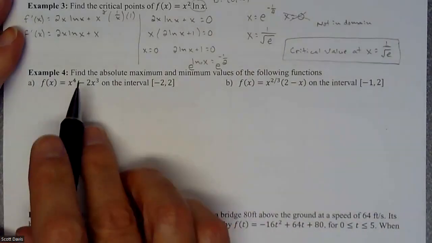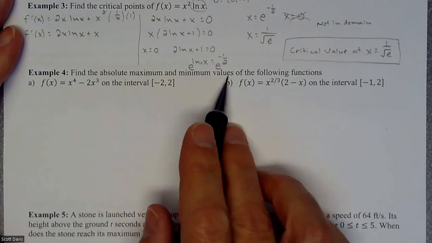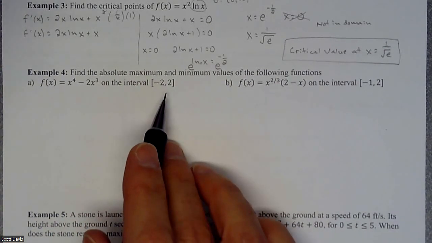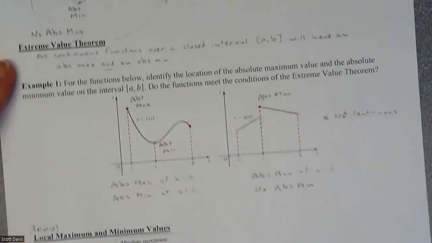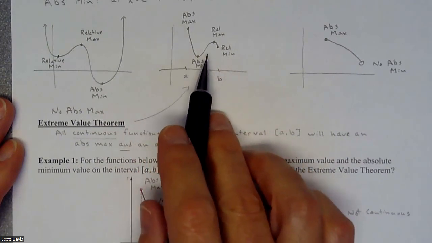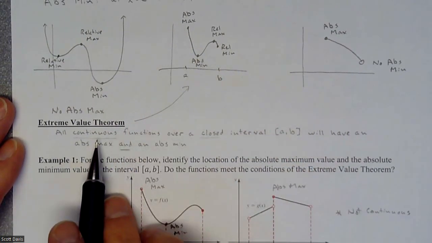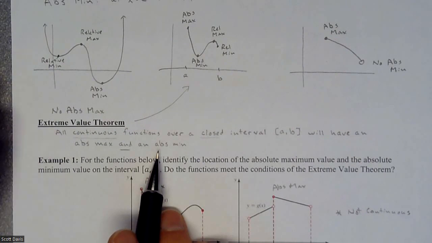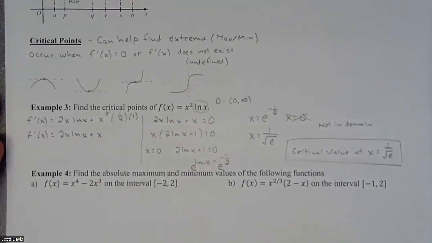In this example, we are going to try to find some absolute maxes and mins on the following functions. Because we have an interval, let's go back for a second. We have the extreme value theorem. Because we have an interval, it's a guarantee that, as long as it's continuous, we will have an absolute maximum and an absolute minimum. Guarantee.